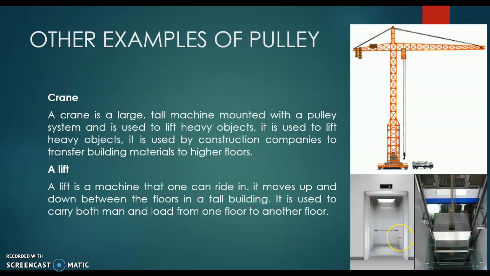The next one is the lift, which we use in buildings to go up and down. You can see the lifts here. You can see ropes here, movable pulley ropes attached to this lift. Without these movable pulley ropes, this lift would not function. So you can move from one floor to the other using the lift with the aid of the pulley attached to the lift.